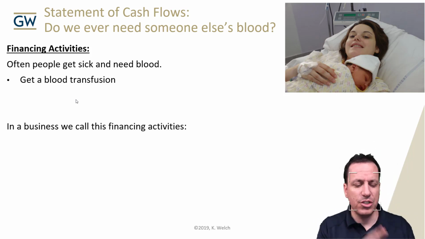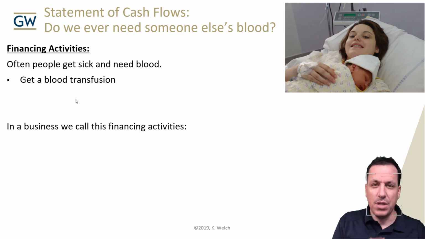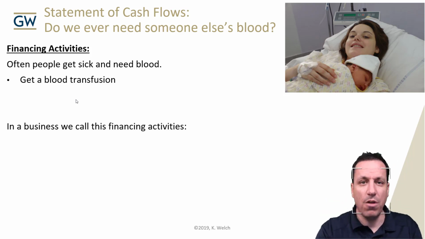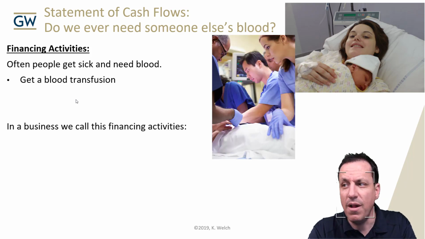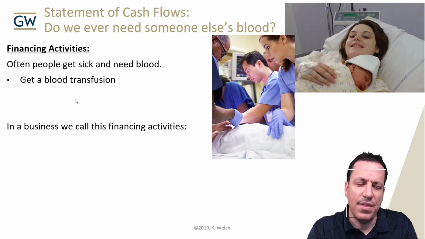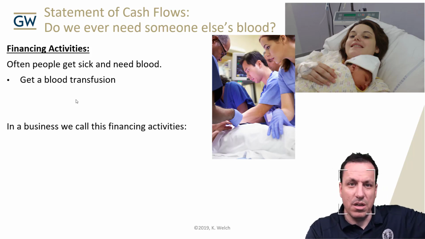Her body was not up to speed with the blood flow and getting enough blood to sustain it. So she needed to get a transfusion. This frequently happens in emergencies, car accidents, that type of thing. And that's when outside blood, somebody else's blood, comes into your body.